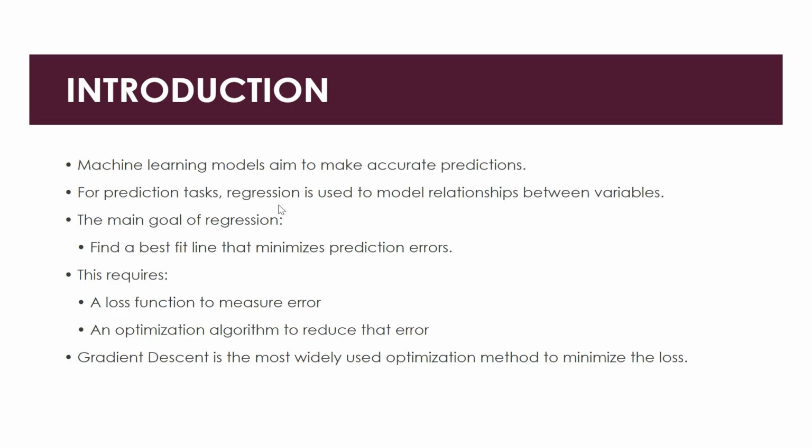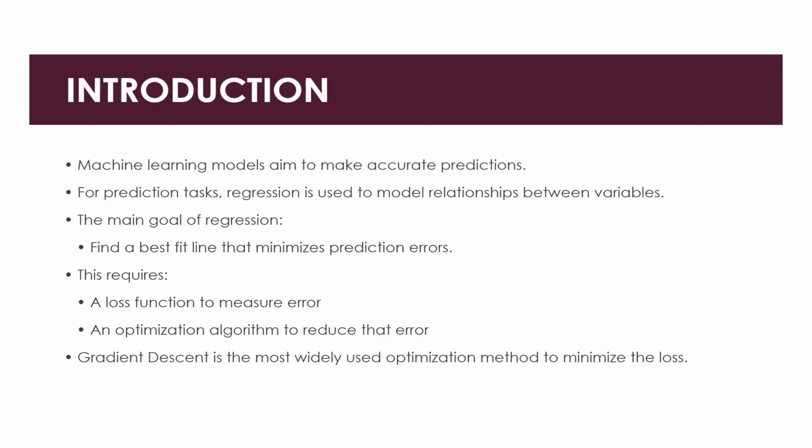in machine learning the main goal is to make correct predictions. For example, predicting the price of a house, predicting the salary of employees based on experience, predicting marks of students based on the study hours, and many more real life examples.